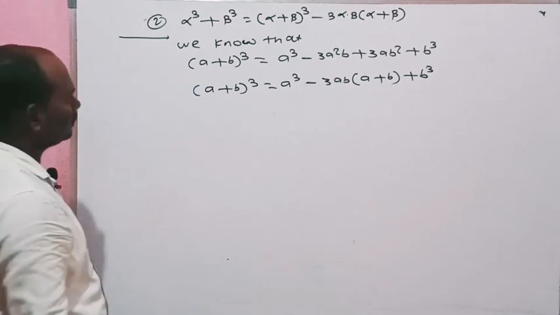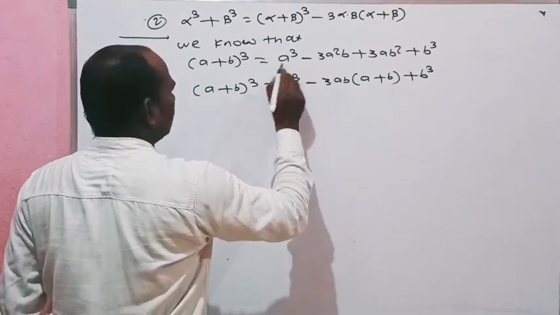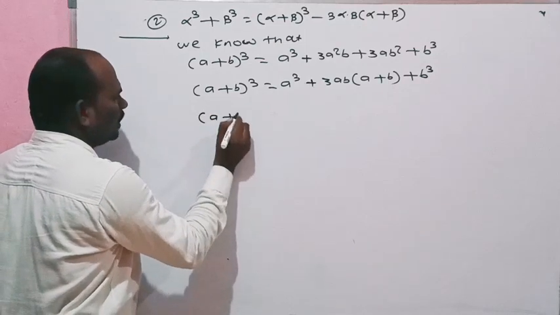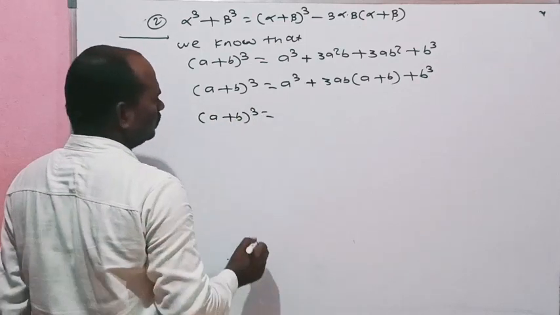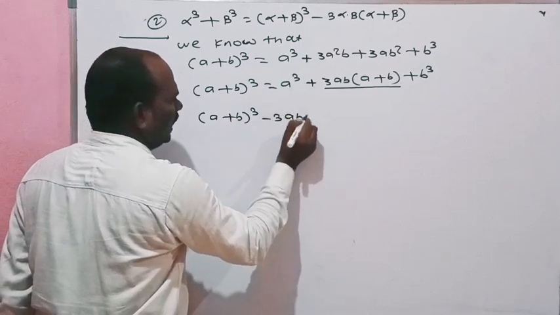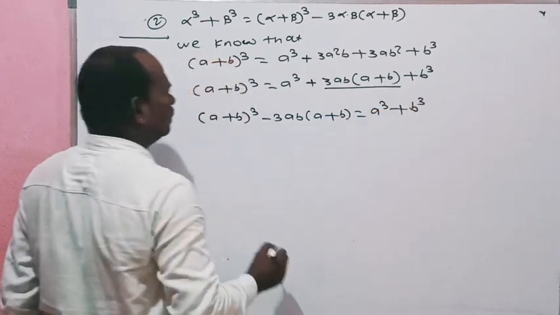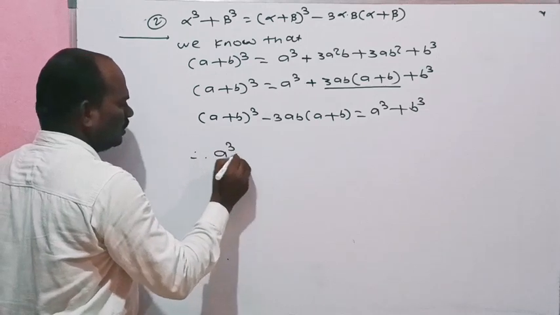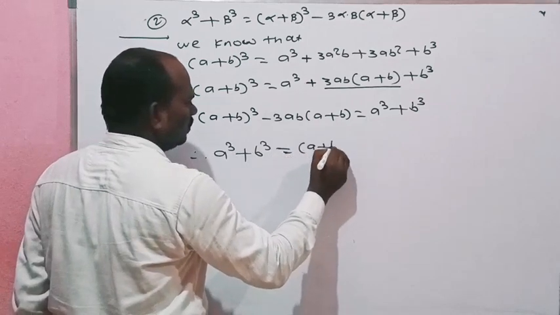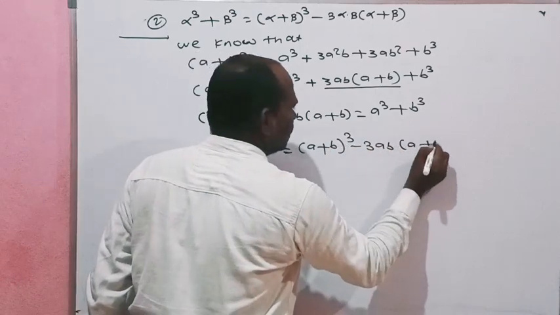Now a plus b its cube is equal to, now this quantity 3ab, that is plus, goes to minus, that is 3ab bracket a plus b is equal to a cube plus b cube. Now the formula will be a cube plus b cube equal to a plus b its cube minus 3ab bracket a plus b.